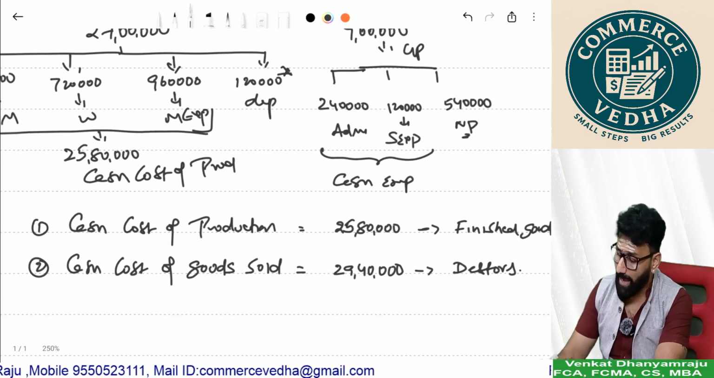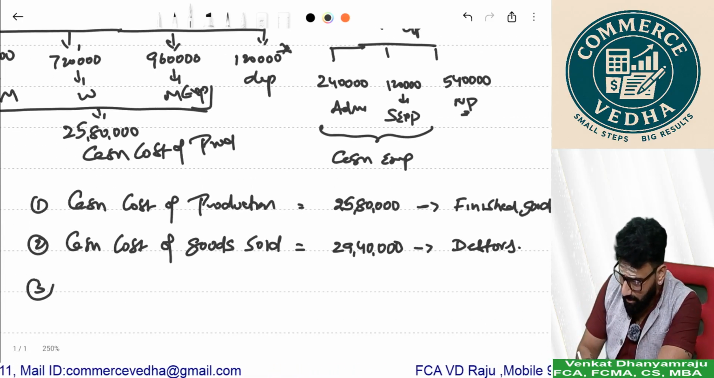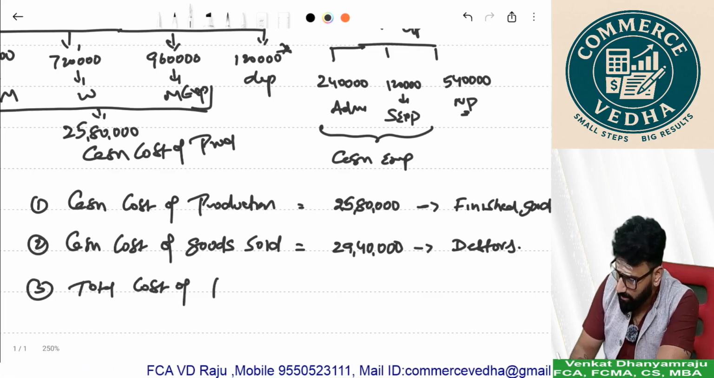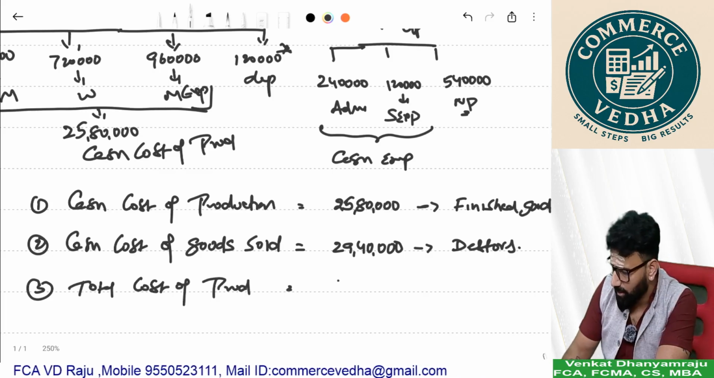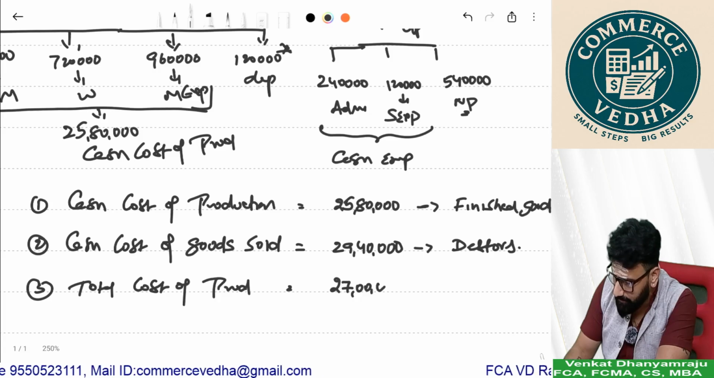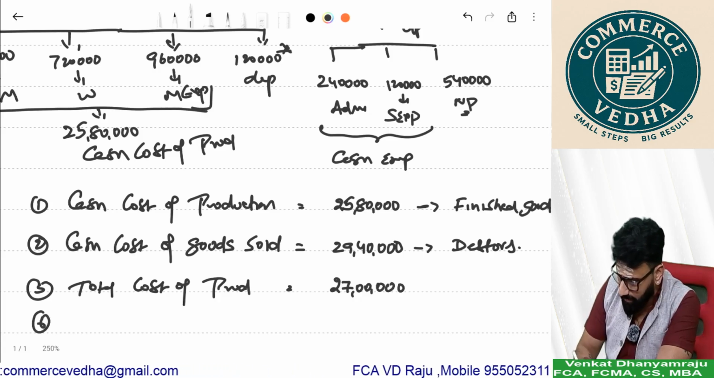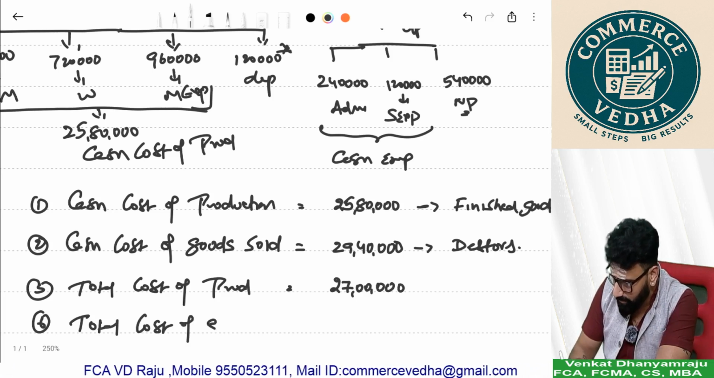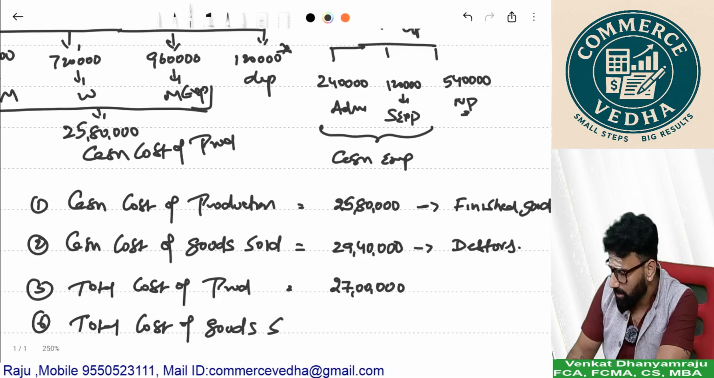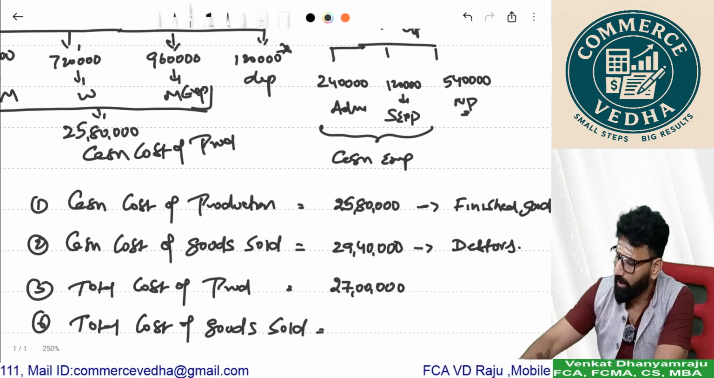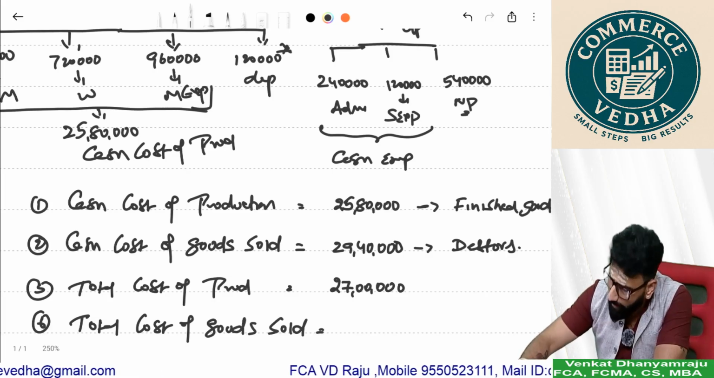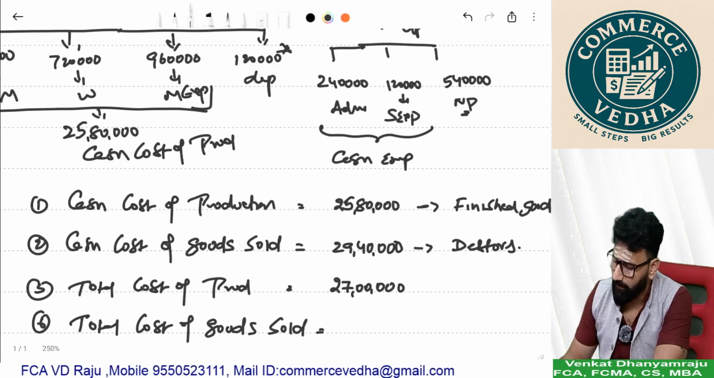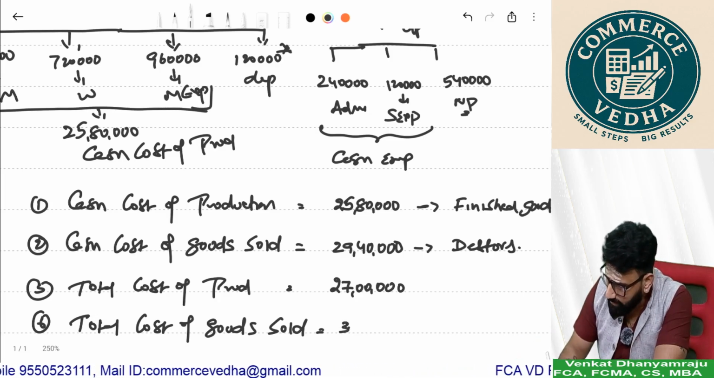So though my actual total cost, how much? Total cost of production, 27 lakhs, and total cost of goods sold: 27 lakhs plus 22 lakh 40,000 plus 1 lakh 20,000, which is 30 lakh 60,000.